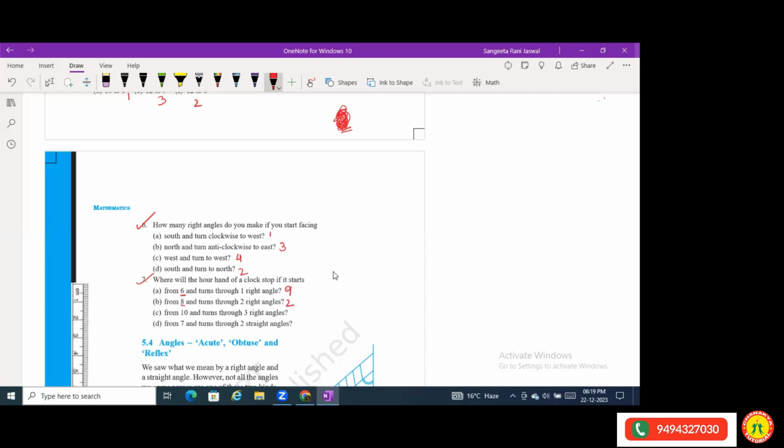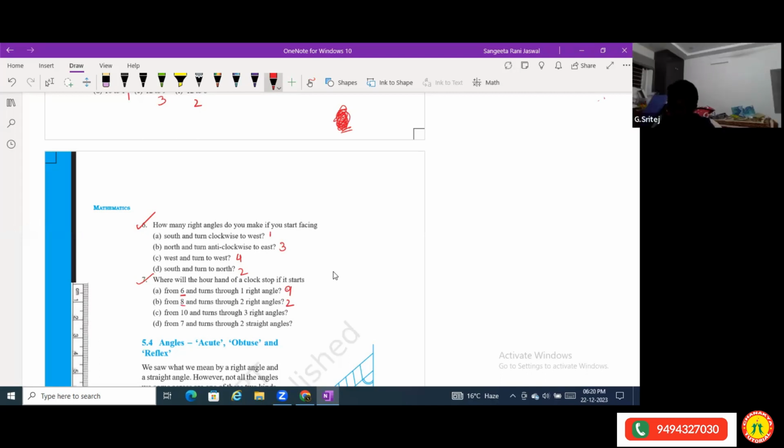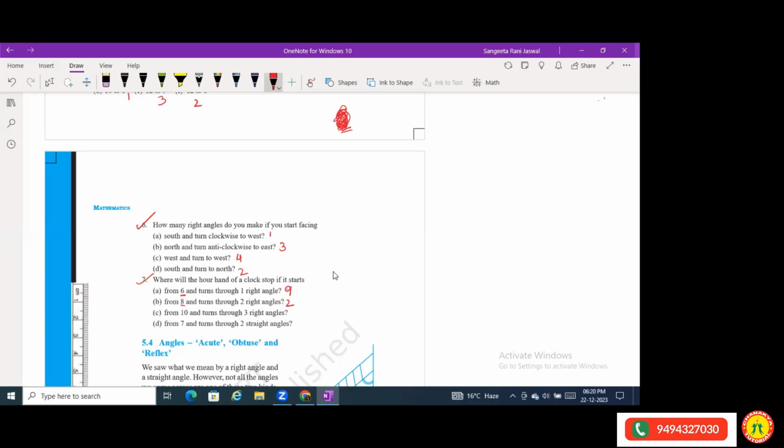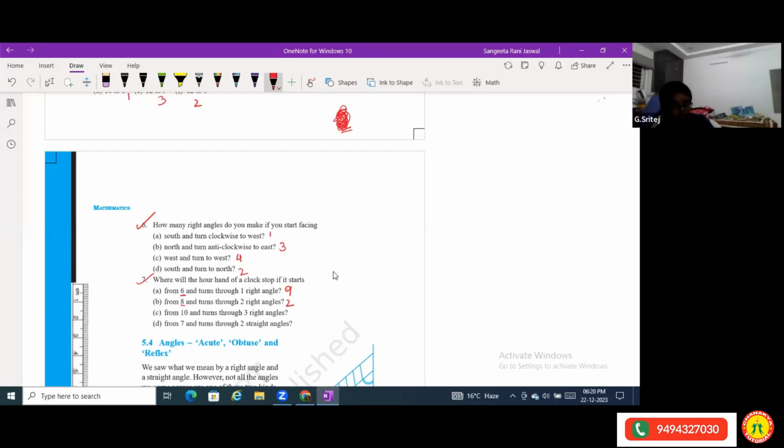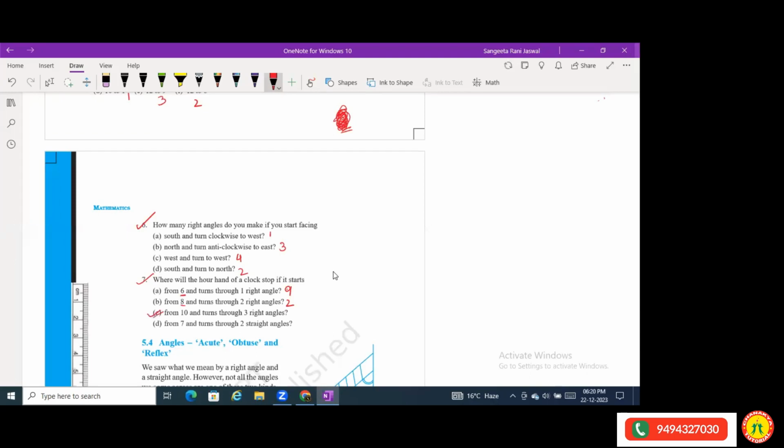Sritej, you tell me this. It starts from 10 and turns through 3 right angles. Ma'am, 1 minute. Ma'am, is it 9? Takes 3 right angles. Ma'am, are you starting from 10? Yes. Ma'am, is it 7? Yes, 7.